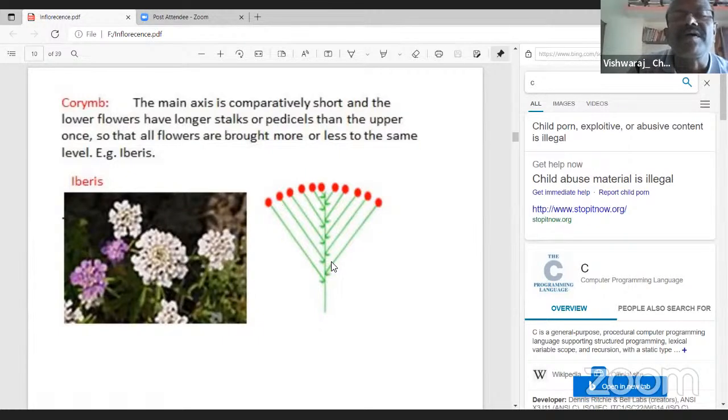Why? They have a race, or they have a competition, so that the flowers come to the same level. That is a corymb type, same level. And due to this same level, the lower flowers have long stalks, and the upper flowers have shorter stalks.